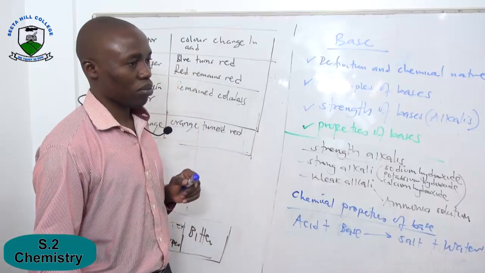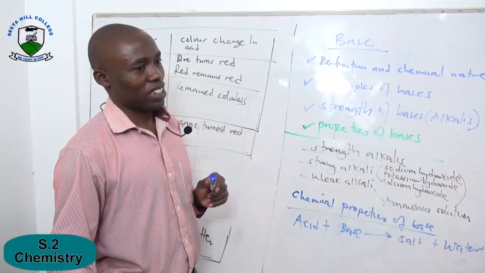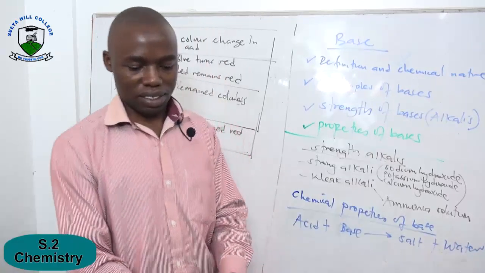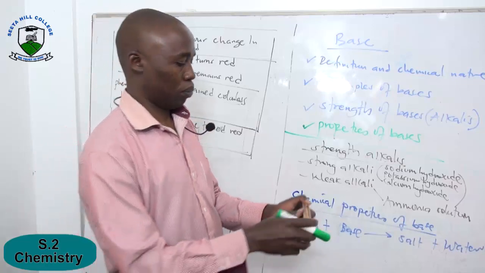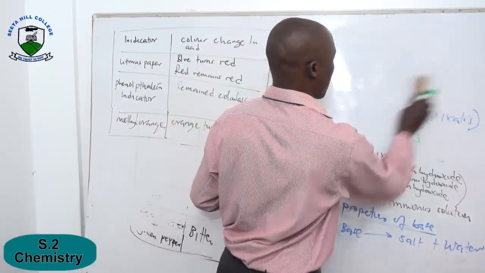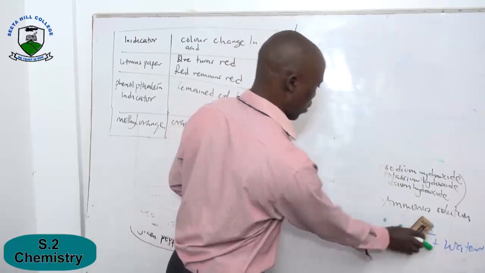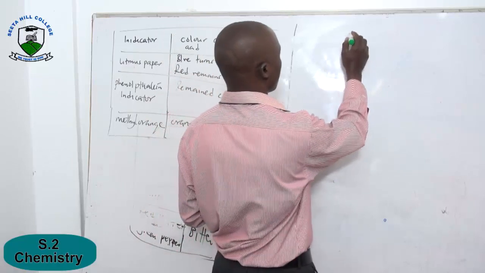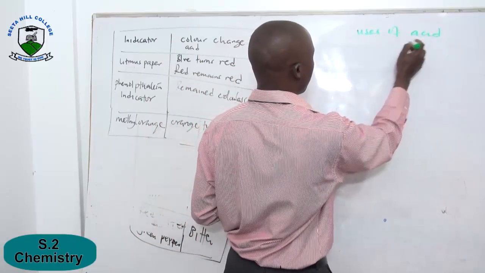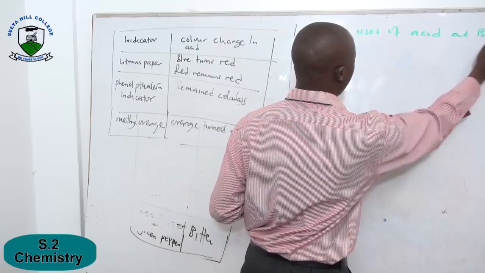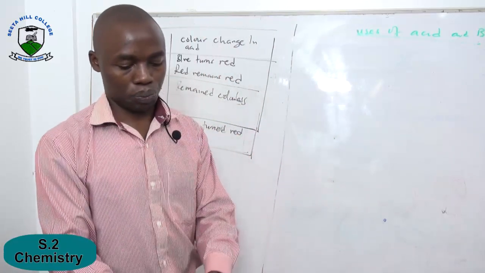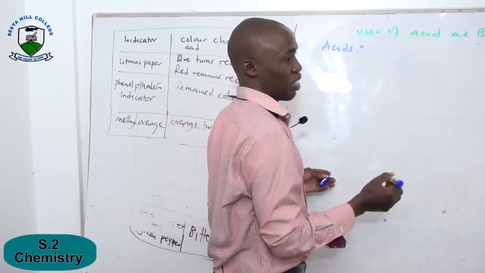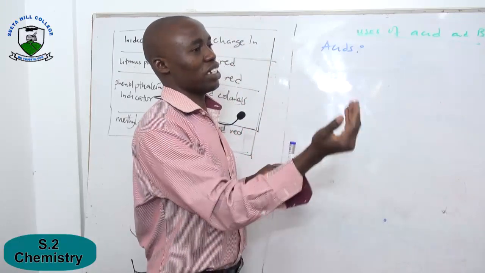Now, that is throwing us to indicators. Now, before indicators, we needed to summarize a few comparative uses of acids and bases before we close with the indicators. Now we are going to look at where we use acids. We have so many. I would like you to mention an acid with its use.